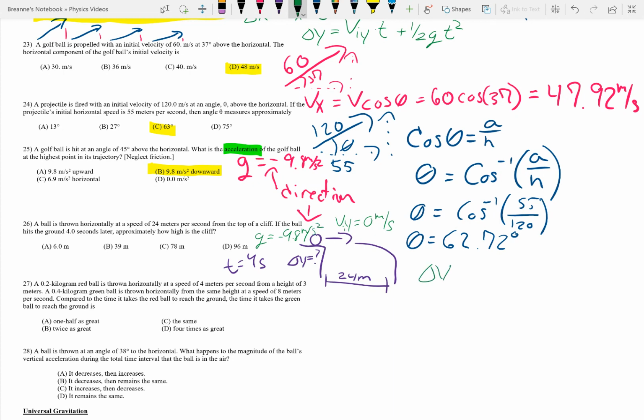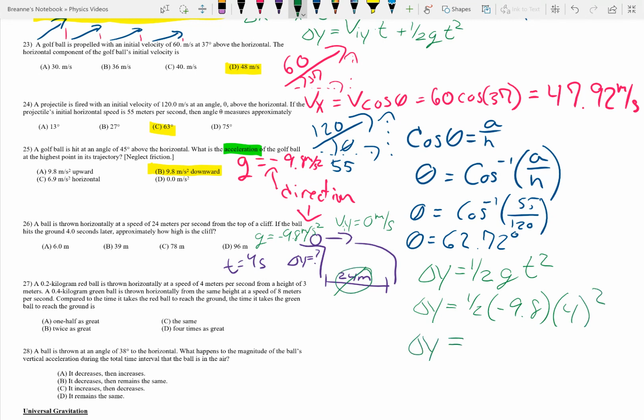So we're looking for our delta y, and there's actually an equation for that: delta y equals one half g t squared. Yay! So it's pretty easy. We know gravity is negative 9.8. We have our time, which is 4 seconds. So this problem gave us extra information. We didn't need that information. Sometimes problems do that. They give you extra information that's not needed, and they try to throw you off.